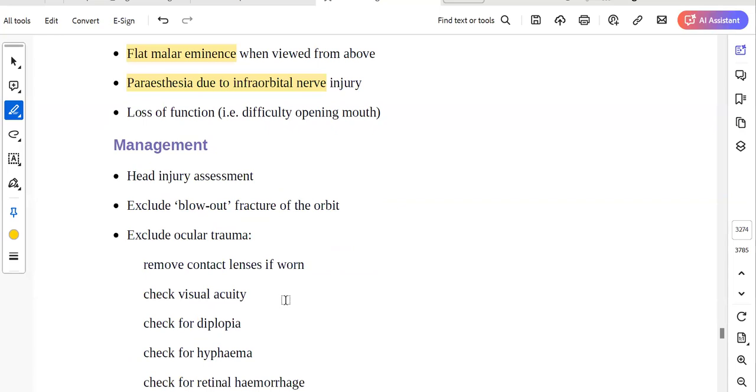And sometimes you need your malar bone to open and close your mouth. So sometimes a patient with this fracture, because of pain, can have difficulty opening their mouth.